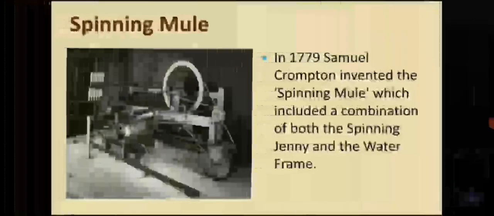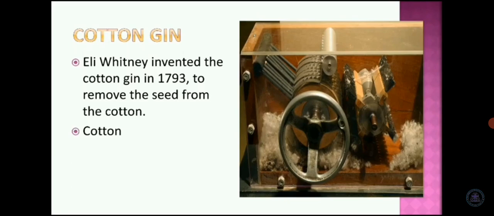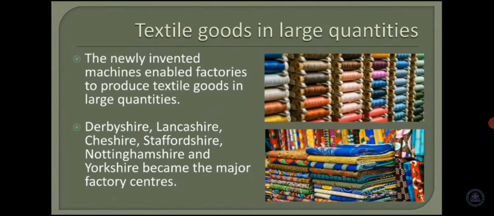Eli Whitney invented the cotton gin in 1793, removing the seed from the cotton. Textile goods in large quantities. Textile manufacturing was the heart of the Industrial Revolution. The newly invented machines made it possible for factories to produce textile goods in large quantities.